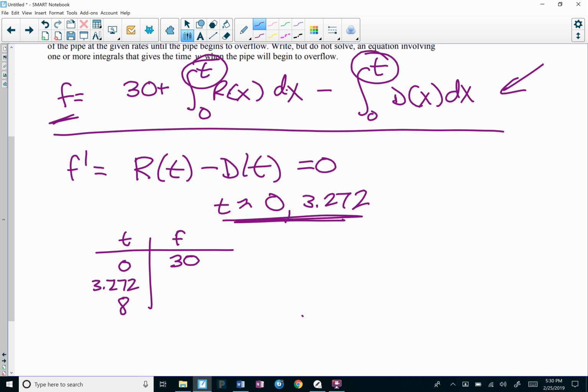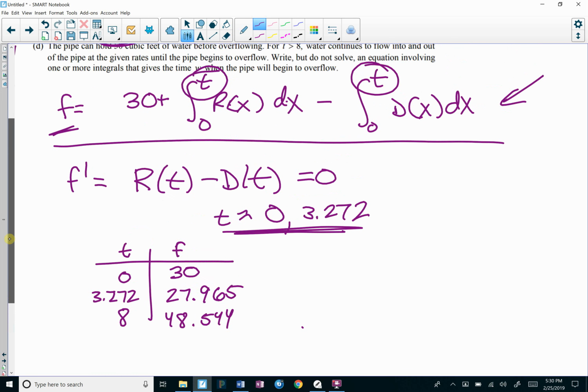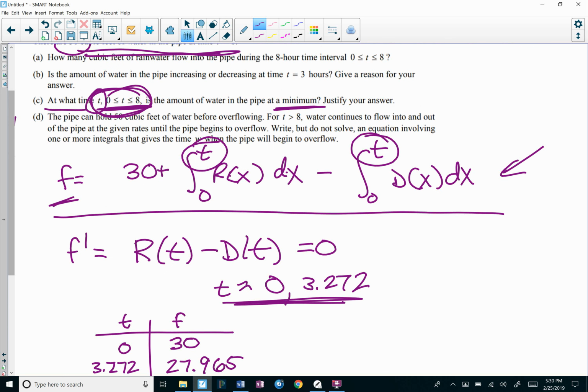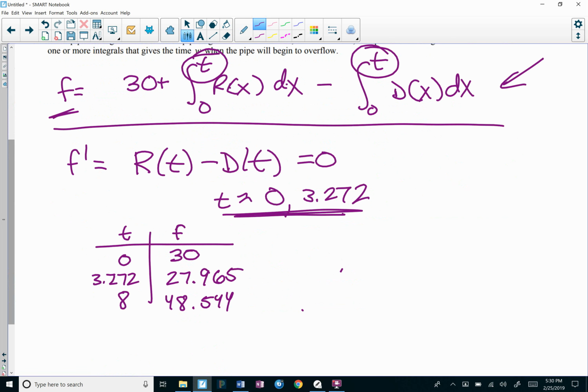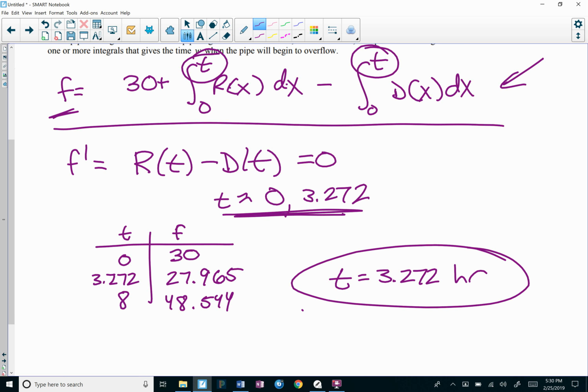Literally, I'm using my calculator and my integral command. I end up getting 27.965, and when I plug in 8, I end up getting 48.544. Well, which one's smaller? The 27. It says at what time, so they're looking for the T value. So my answer is T equals 3.272, and we were in hours. That was 3 points.